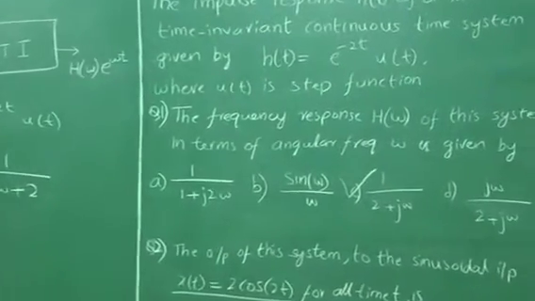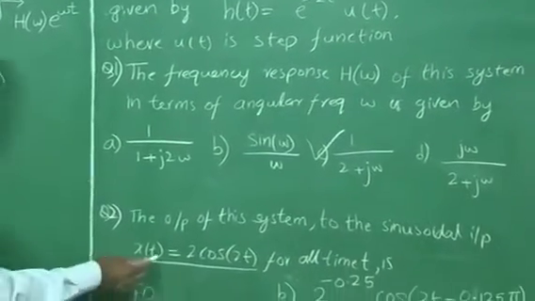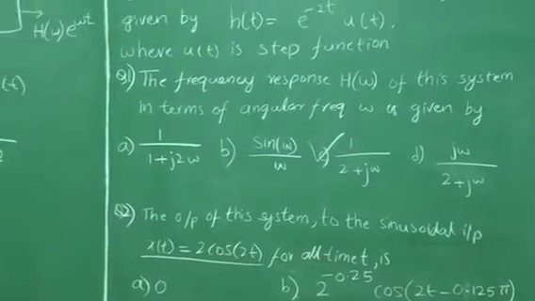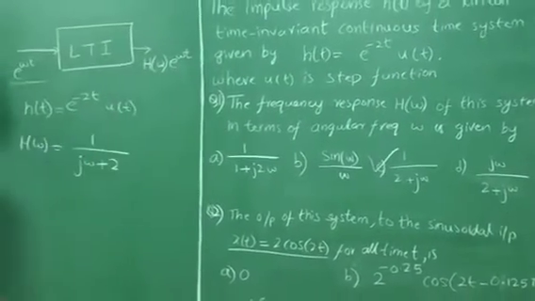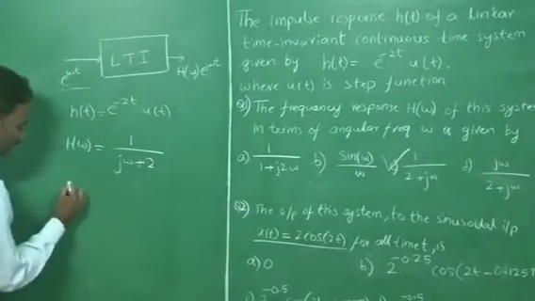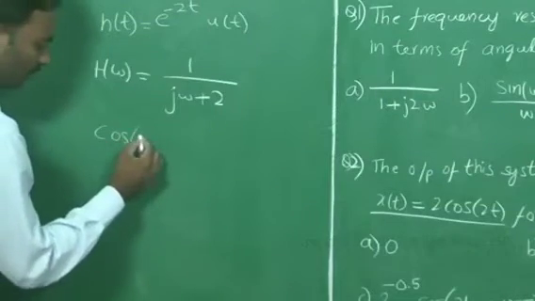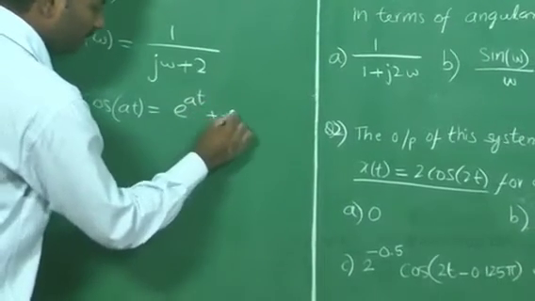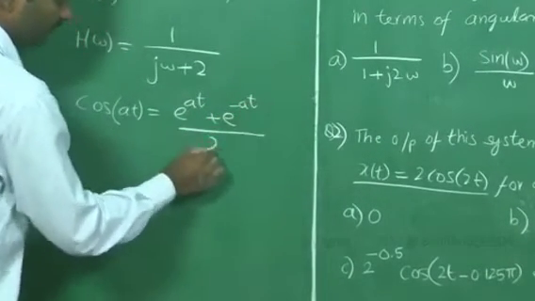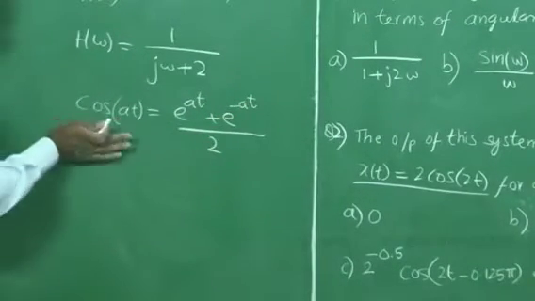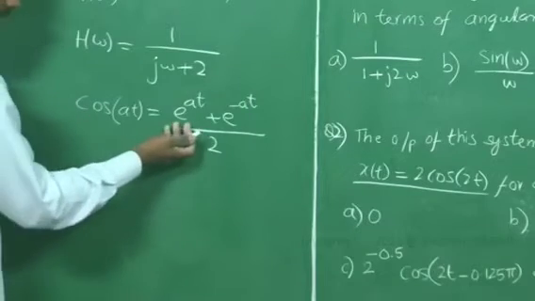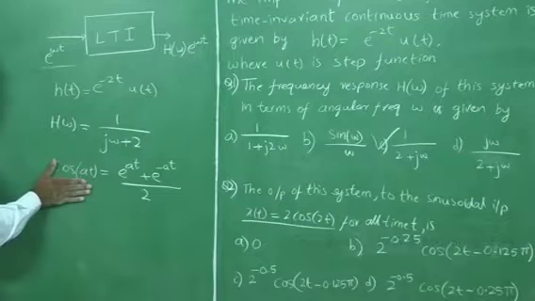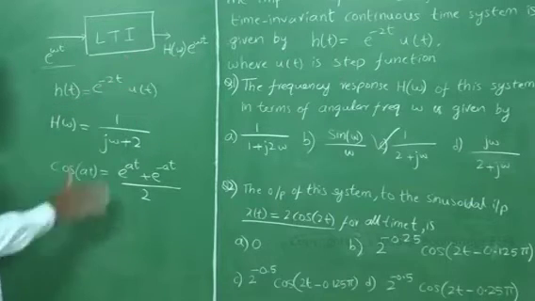Now, as far as the second question is concerned, the input is 2 into cos 2t. We have seen that for an input of e power j omega t, the output will be of this type. We also know that we can represent cos at as e power j at plus e power minus j at, divided by 2. That is, a sinusoidal function is a linear combination of exponential terms. So the output of this function can also be of this form.